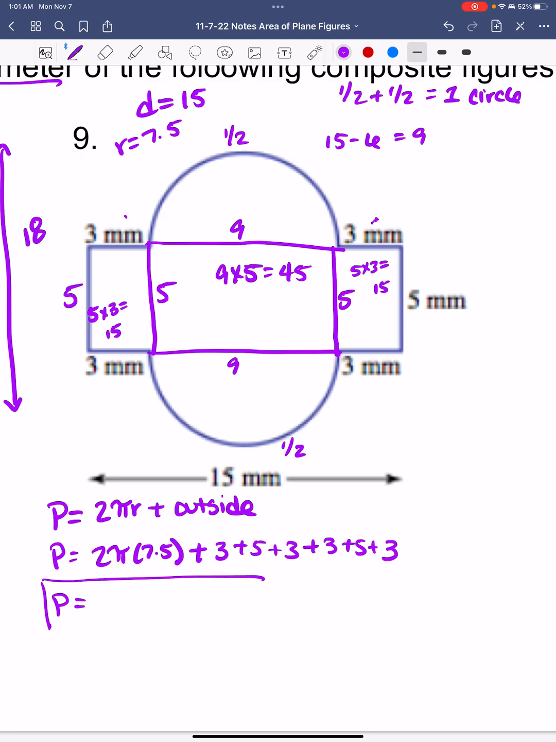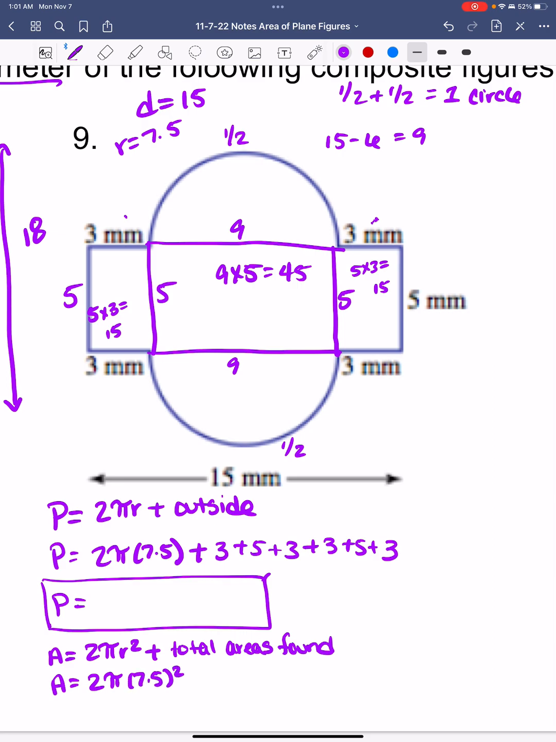So then I'm going to go ahead and get my area. Okay, area is going to be 2 pi r squared plus, I'm sorry, not the outside, it's going to be plus total areas found. So what that means is A is equal to 2 pi 7.5 squared plus 15 plus 15 plus 45. Whenever you put that in your calculator, that will be your final answer.